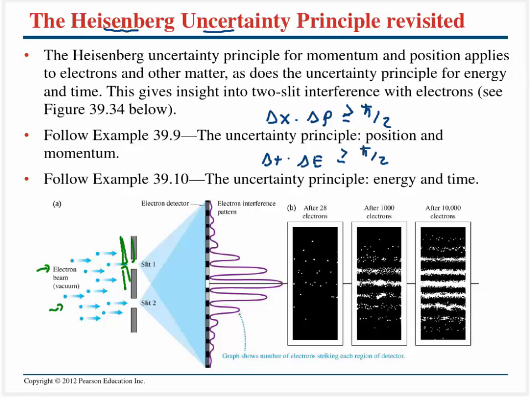If we were to look at the electron interference pattern, then just like light, it's going to build up essentially one electron at a time, and it's going to look kind of granular. After 28 electrons, we might observe something that looks like this. And after 1,000, and after 10,000, we're going to start to build up to the expected interference pattern, where we're going to have bright bands and dark bands where the electrons have and have not impacted.